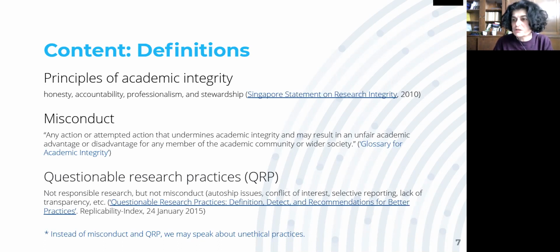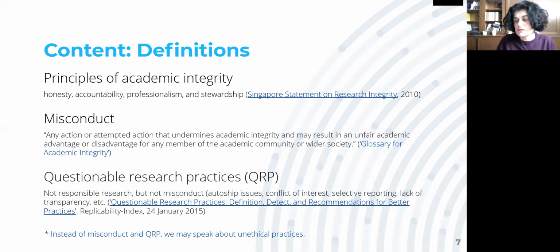Misconduct is usually described as something that is actually not a research practice at all. It's plagiarism, falsification, fabrication, data fabrication. This is misconduct. And questionable research practices usually have to do with a conflict of interest, with failures, either intentional or unintentional, to present all the data, a lack of transparency. So if you're working with students, especially undergraduate students, you don't have to explain this classification. It's just okay to say unethical practices.